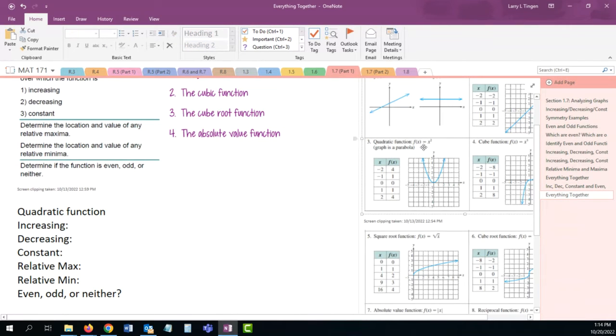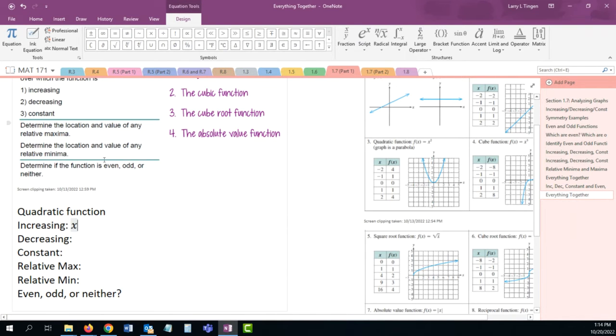So looking at this quadratic function, f of x is equal to x squared, where am I increasing? Where am I decreasing? Where am I constant? I'm increasing starting at 0 and going on to the right forever. So for increasing, I'm just going to type here instead of write: x is an element of, I start at 0, and I go to positive infinity.